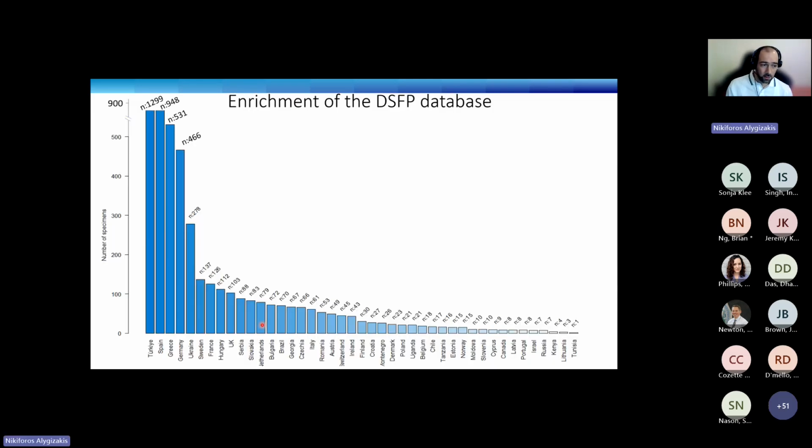This is a breakdown of the number of data by country. Here you see in the first places, Turkey, Spain, Greece, Germany, Ukraine, and other countries following. And we have, for some of them, very low amounts of samples.